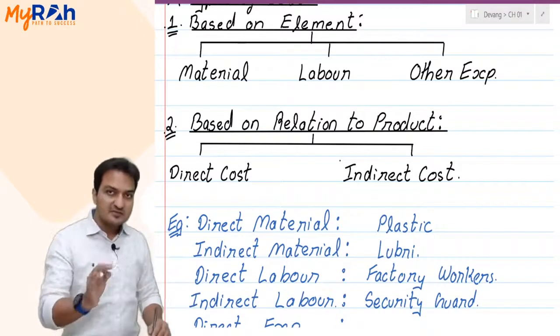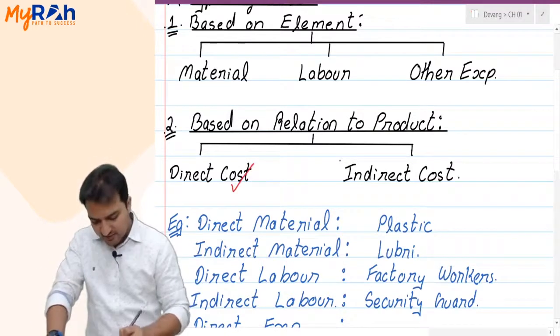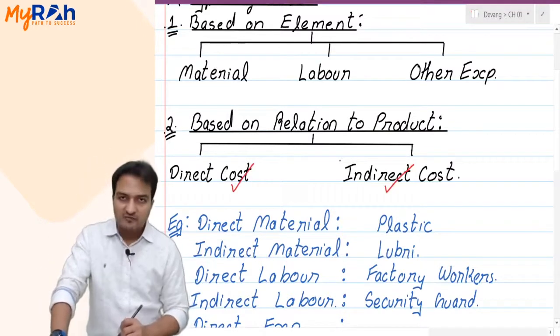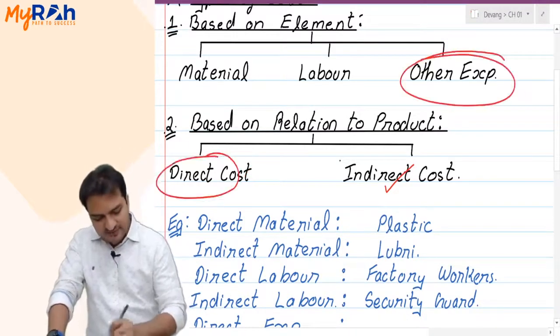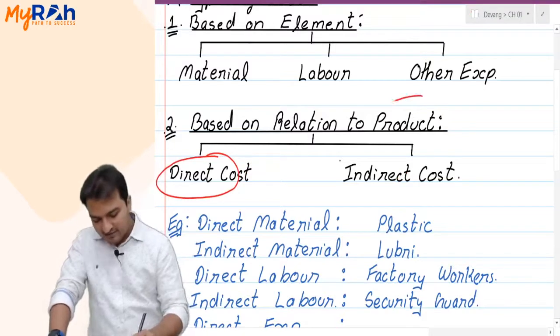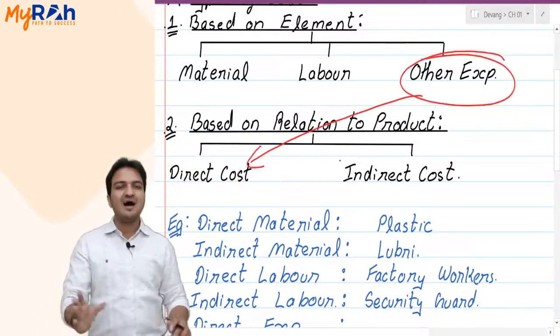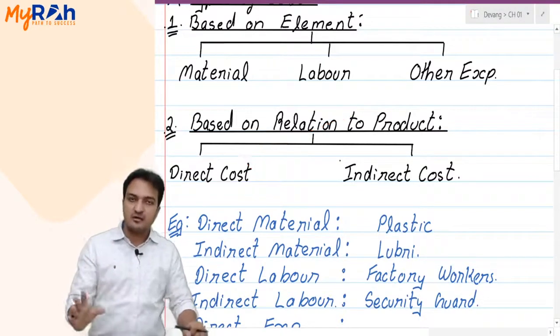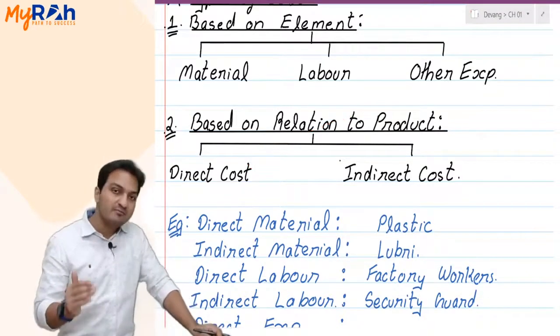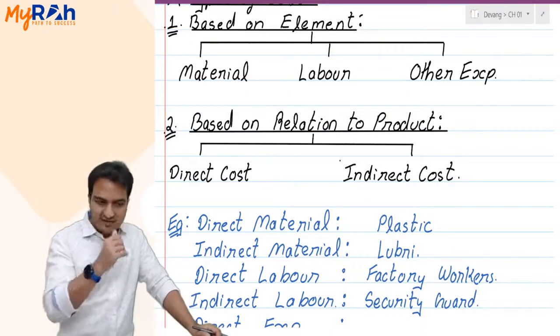Yes. Now this other expense can also be direct versus indirect. However, when I say direct other expenses, there are very few examples. In fact, it is very rare. It will rarely come in any question. But still, it is possible.